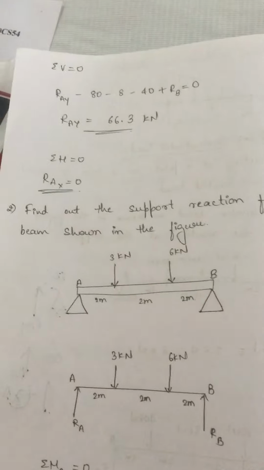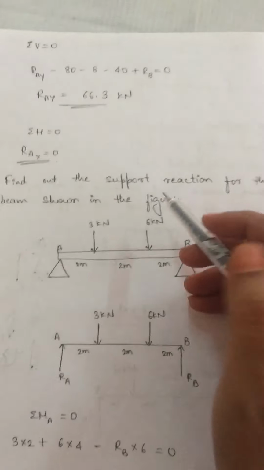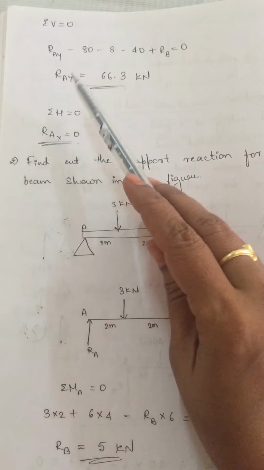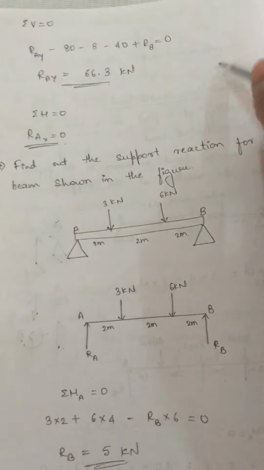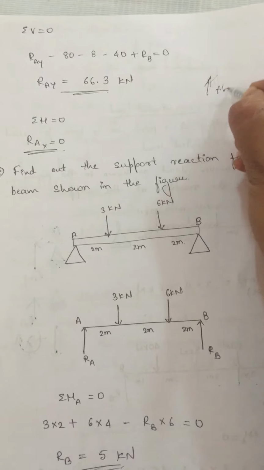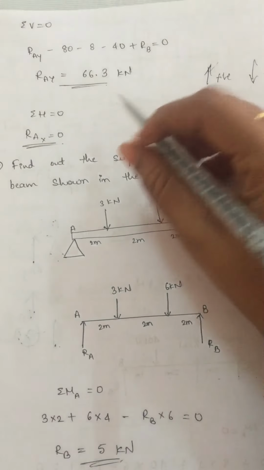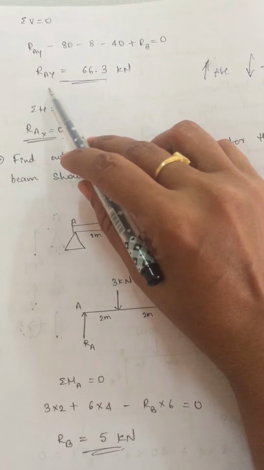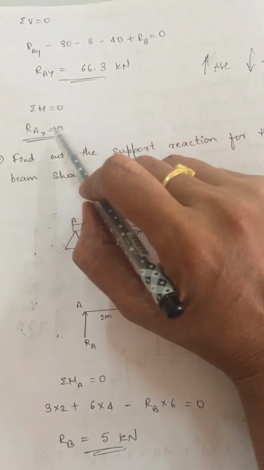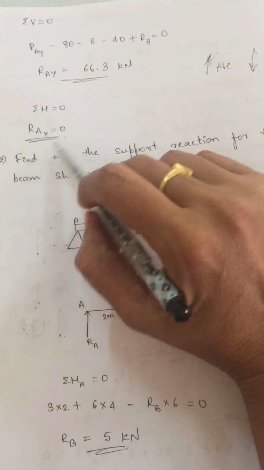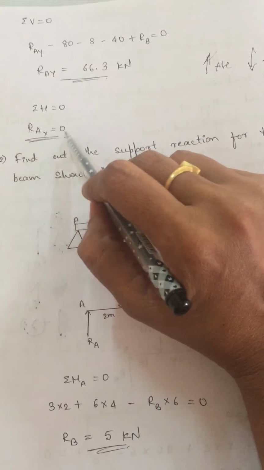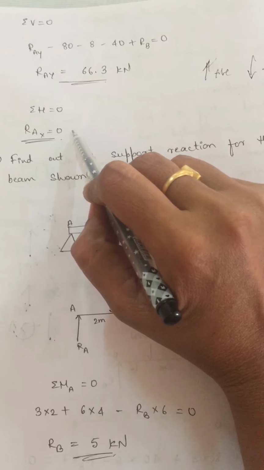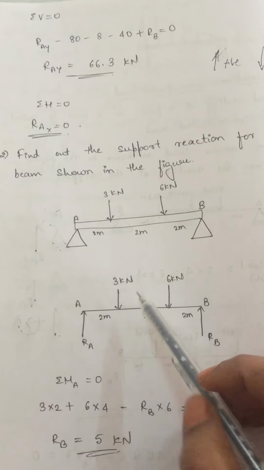And next, summation of V is equal to 0. Next, by considering that diagram, write down the vertical components, taking the upward force as positive and downward force as negative. There you will get the value of RAY, and there is no horizontal force acting on the beam, so summation of H is equal to 0, RAX is equal to 0. This is how you determine the reaction at the supports.